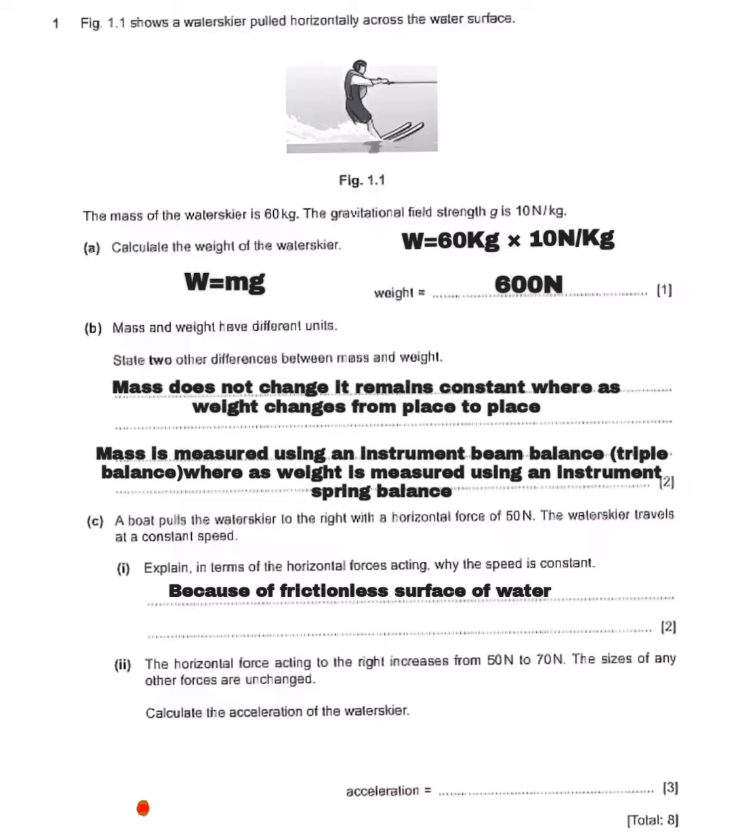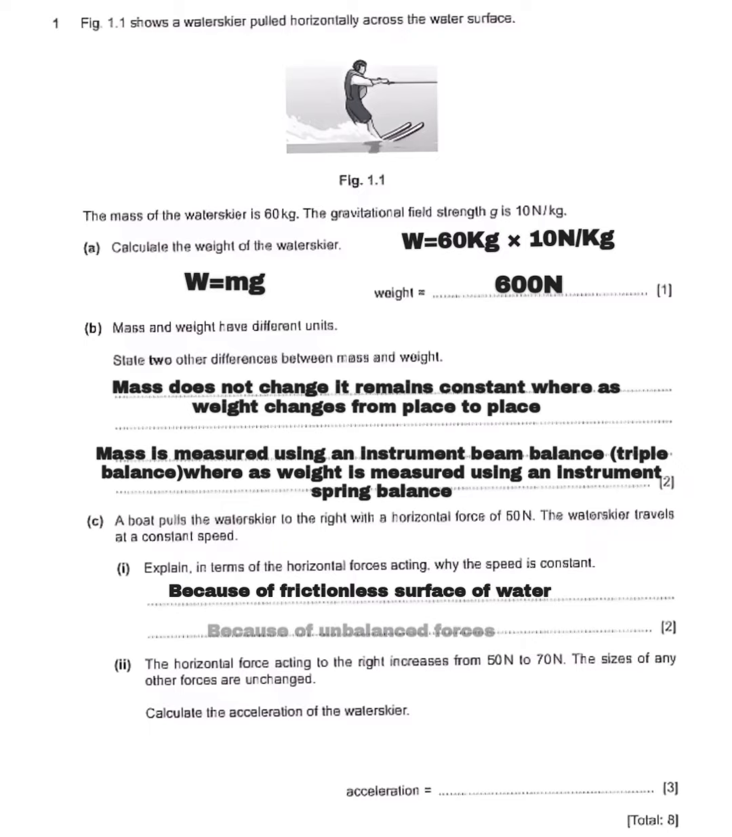Friction is defined as the force which opposes the motion. So if you are going to the right direction, the friction is going to act in the left direction. That is friction. So, frictionless surface.